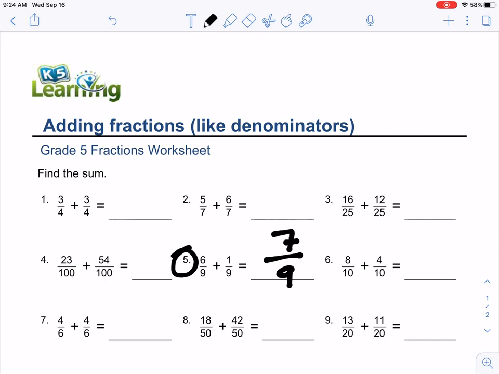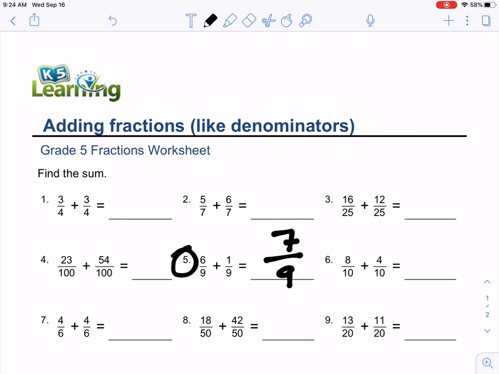And then you check your fraction to see if it is simplified and if it's a proper fraction. So it is simplified. You can't divide anything into either 7 or 9 other than 1, and it is not an improper fraction. So this one's all good.